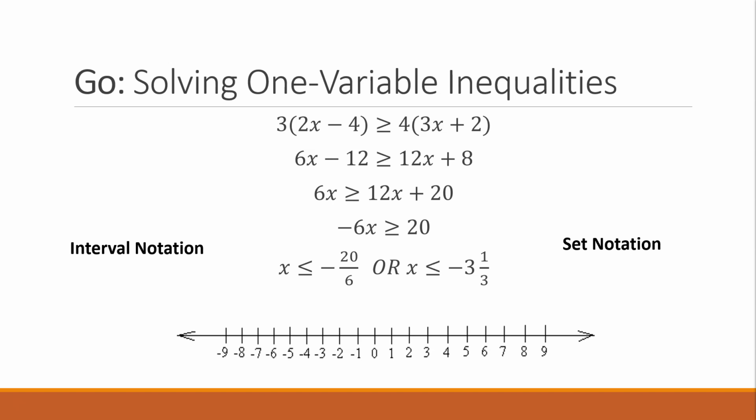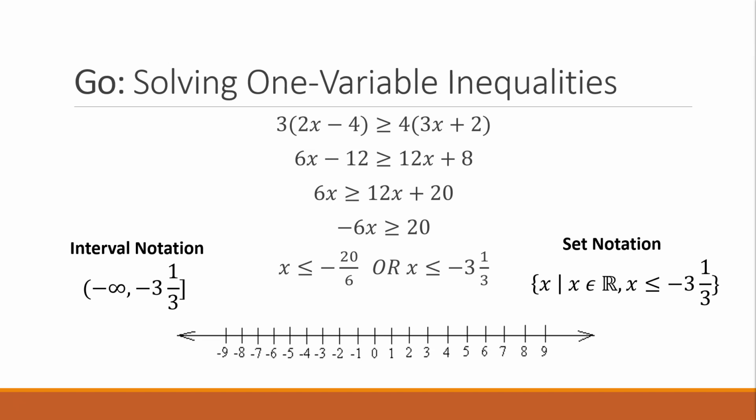This can be written in interval notation and set notation. In interval notation, we have the interval from negative infinity to negative 3 1/3, with the parentheses on the left and the square bracket on the right. Recall that the square bracket indicates that negative 3 1/3 is included in the solution set. In set notation, we have the set of x values in the real numbers where x is less than or equal to negative 3 1/3.